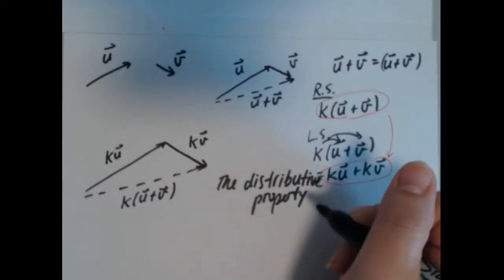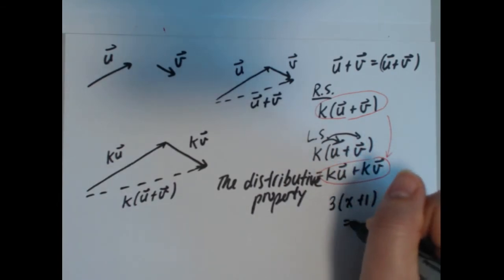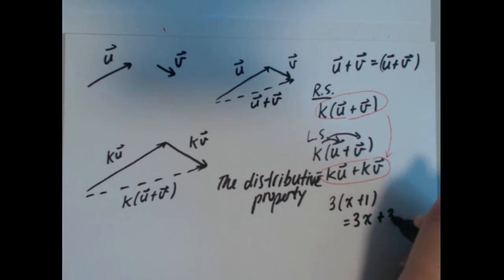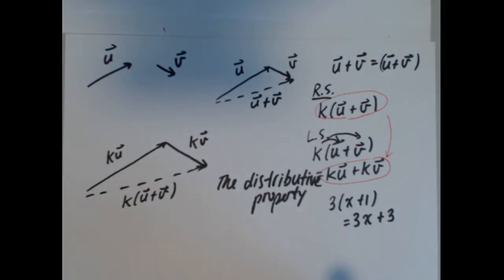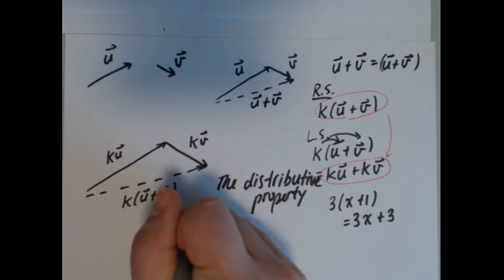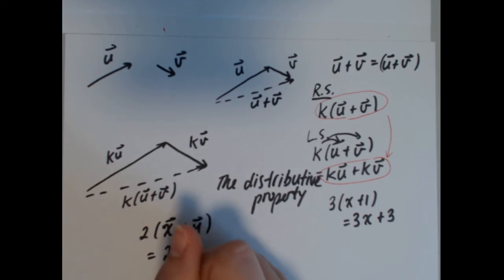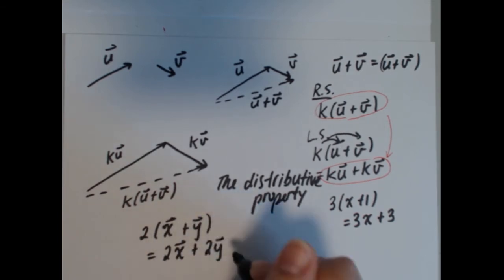And just as we can distribute a constant, so let's say 3 into the expression x plus 1, and we know that it's equal to 3x plus 3, we can also have the distributive property applied to vectors. So if I have 2 times a vector x plus vector y, this is equal to 2x plus 2y. Right? That's all it's saying.